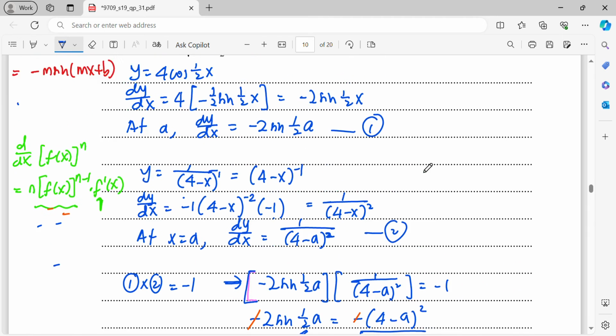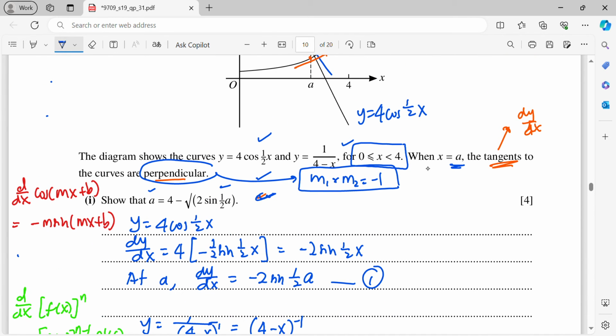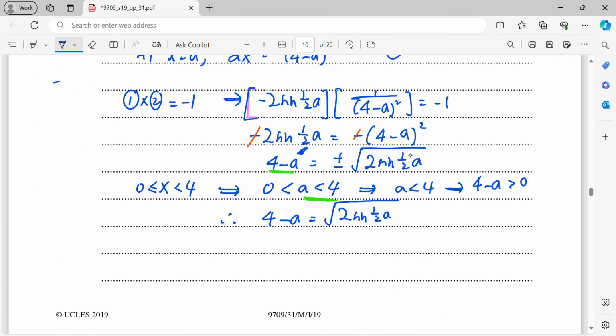Okay, and now we look at the answer here. We need to get a as the subject. So the first term is 4. Then you minus the square root. So it means that this whole term, the minus a will be moved to the right side, and then the square root will be moved to the left side. That means here I will be getting a equals 4 minus square root of 2 sine half a. So that is the solution of this question.